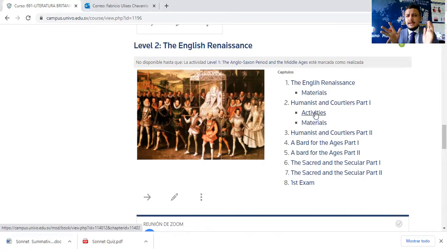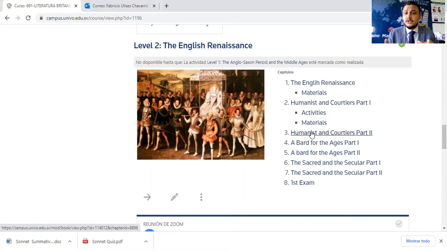parts because there are so many writers and so many topics we need to cover. So I decided for this level to have an introduction to the Renaissance period. As you might remember from the previous session, the Renaissance period lasted around 200 or 300 years, so we have a lot to cover in this period of time. That's why I decided to divide each of the topics into 2 parts. Part 1, and then you're going to find part 2. But we're only concerned with this first part, Humanists and Courtiers, and then in the next class we're going to cover the second one.